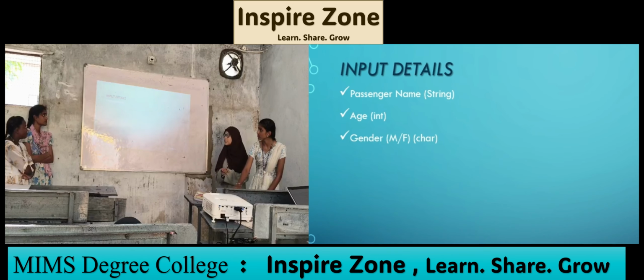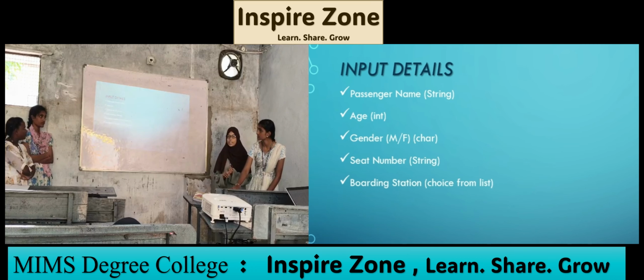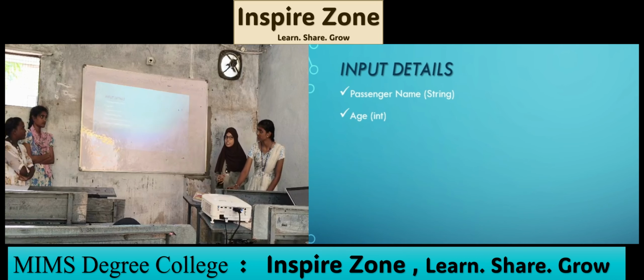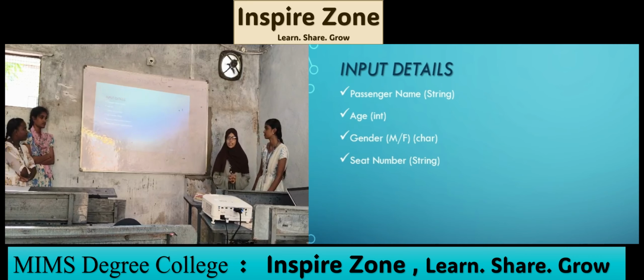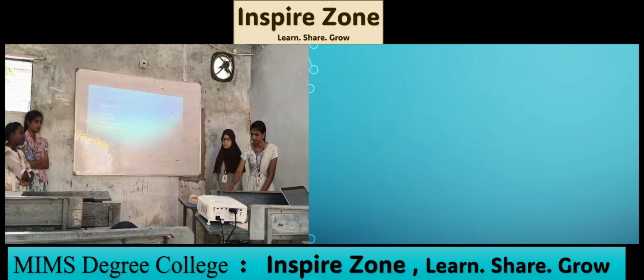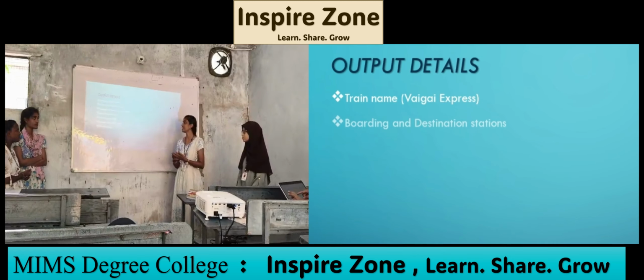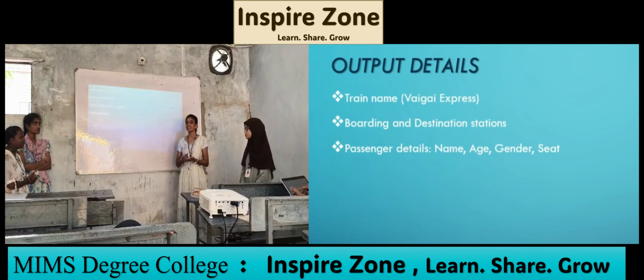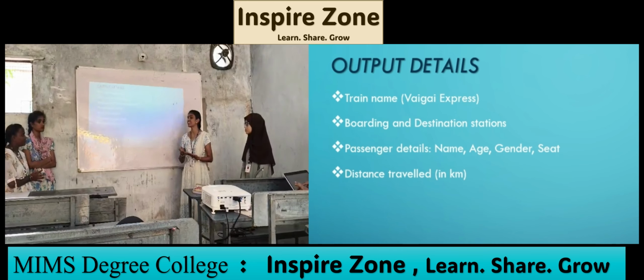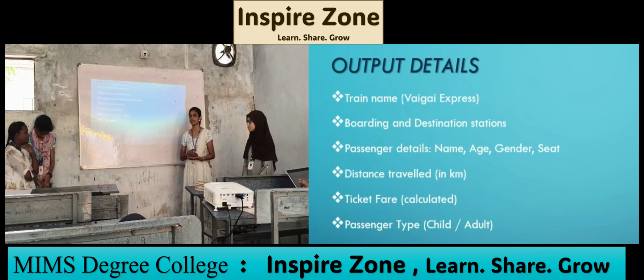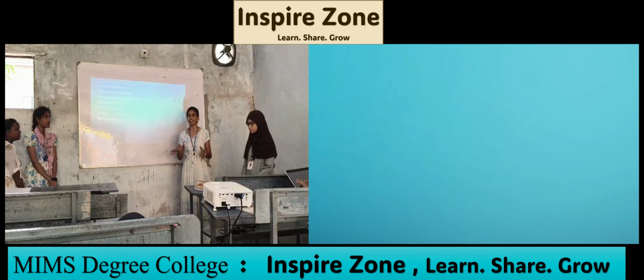Here are some input details. In this there are passenger age, gender, seat number, boarding destination and destination. Here are the output details. When we execute the program, the output will be the train name, passenger details, distance, and ticket price. It will be printed on our ticket.